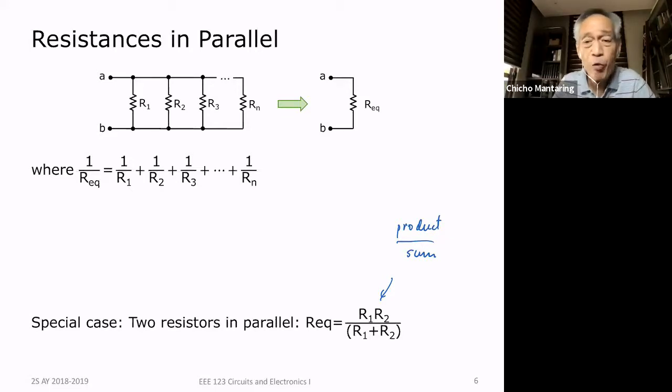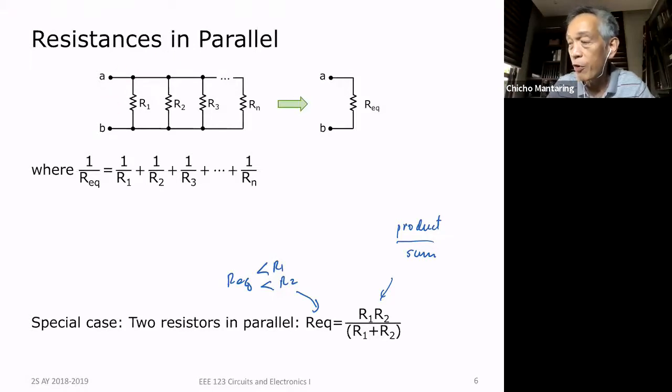And the equivalent resistance is always smaller than either of the resistances. So R equivalent will be less than R1 and will also be less than R2. Okay. Hindi pwedeng mas malaki yung equivalent resistance dun sa isa sa mga, dun sa pinaka, ano no? Hindi pwedeng mas malaki dun sa pinakamaliit na resistor that is in parallel. In other words, my equivalent resistance will be less than the smallest resistor of all of these resistances in parallel.